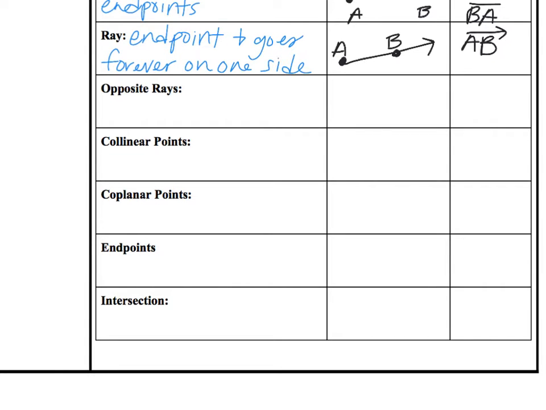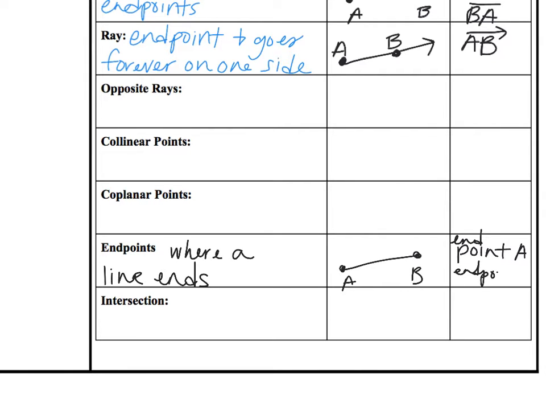Where a line ends. I like when I said a roadblock. And so we've got segments have endpoints, so do rays. Point A and point B are endpoints, or you could call it, I guess, endpoint A and endpoint B. We got a lot of definitions today.